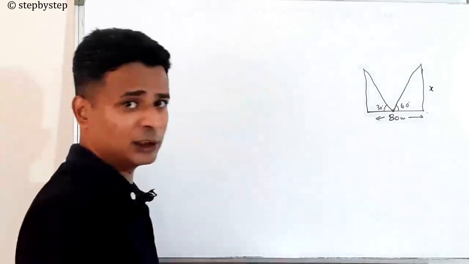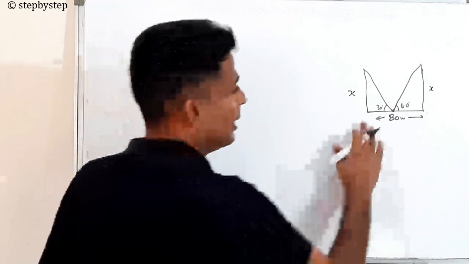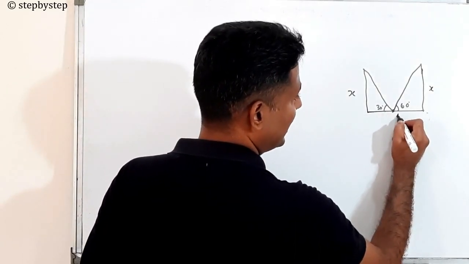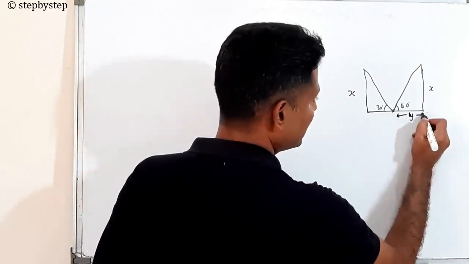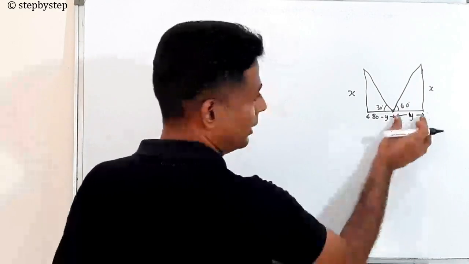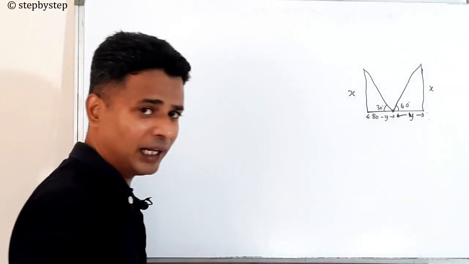So we have to find the height of poles. So let the height of this pole be x, which means this also will be x. Why? Because they are of equal height. And they have asked us to find the distance of this point from the two poles. So let this be y meters, which means this will be 80 minus y meters. Remember, the whole thing is 80. So if we take this as y, this will be 80 minus y.